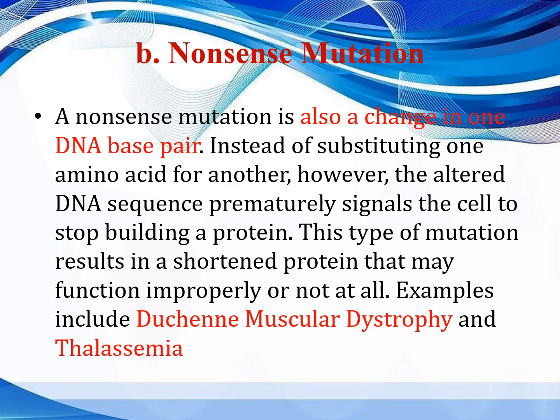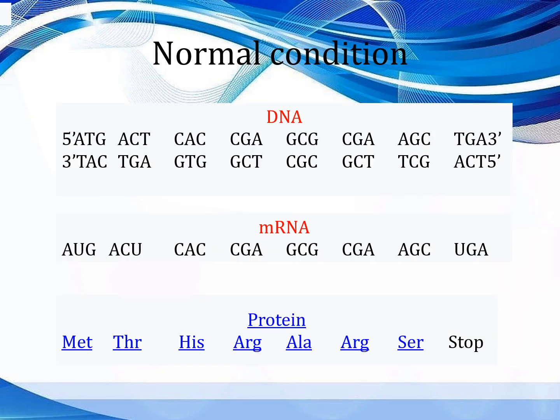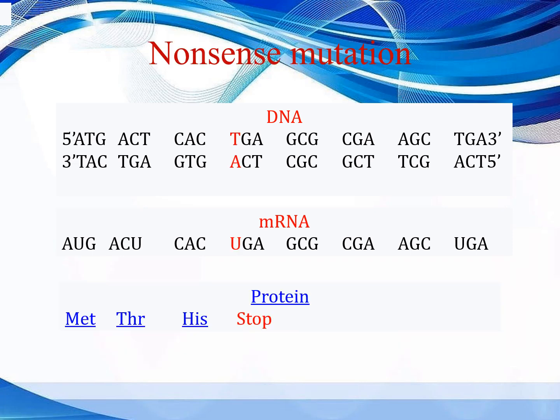Nonsense mutation. A nonsense mutation is also a change in one DNA base pair. Instead of substituting one amino acid for another, however, the altered DNA sequence prematurely signals to the cell to stop building the protein. This type of mutation results in a shortened protein that may function improperly or not at all. Examples include thalassemia. This is a normal condition of gene sequence. This is an altered gene sequence.